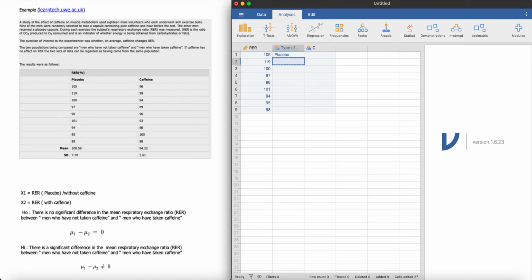Okay, and then let's just copy everything here. So there's 9 of them, and then 10 to 18 will be those who have taken the caffeine capsule. That will be until 18. So let's have the values: 96, 99, 94, 89, 96, 93, 88, 105, and 88.